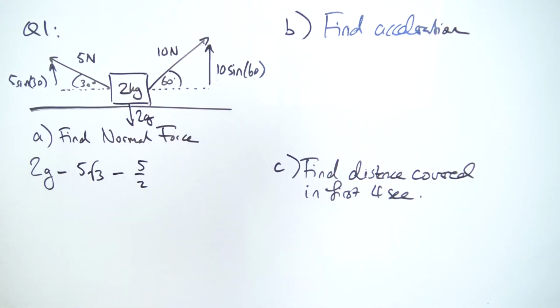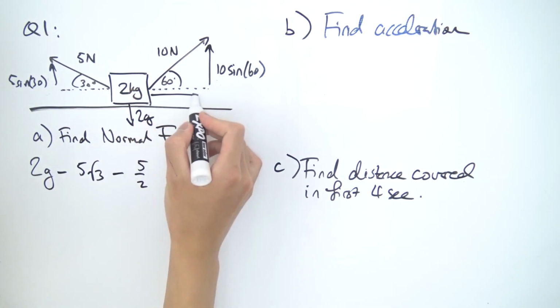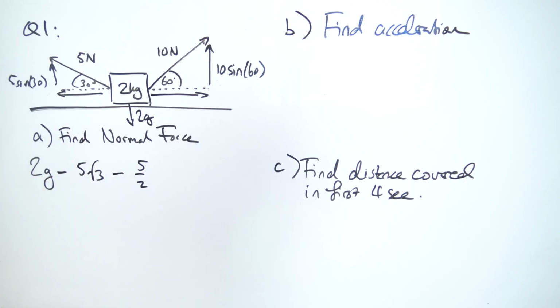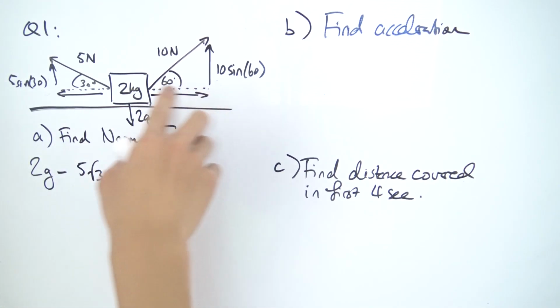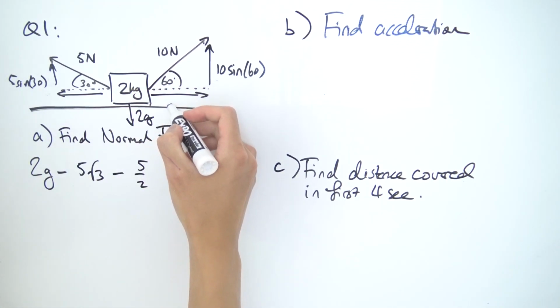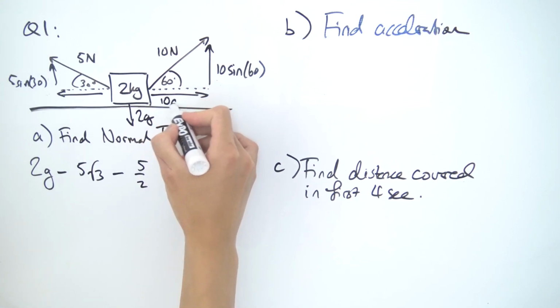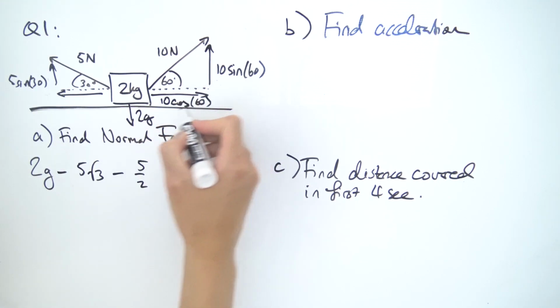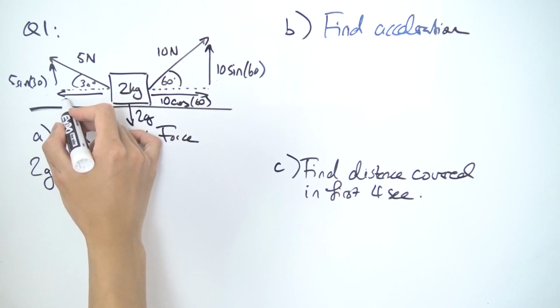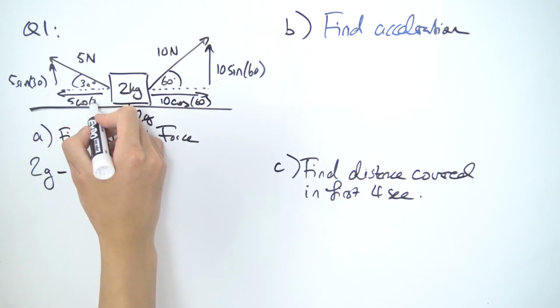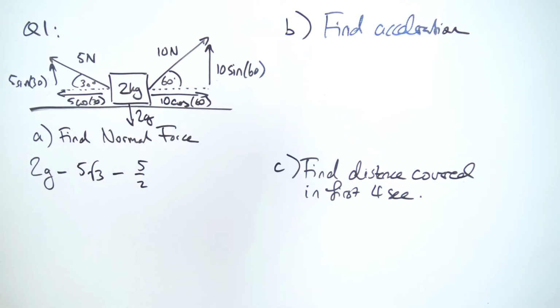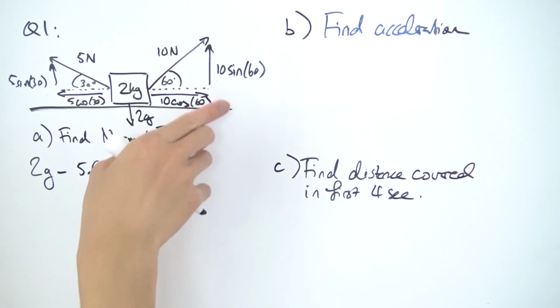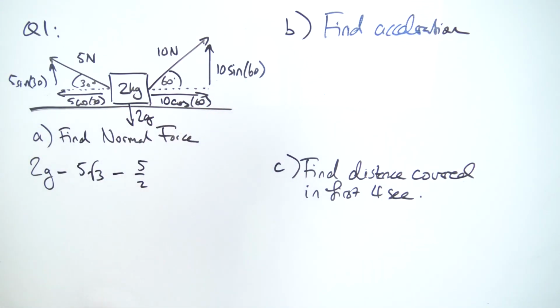And next we have to find the acceleration. Well, this block is going to be moving side to side, so let's find these horizontal forces. This is on the adjacent side, so let's use cosine. So this is going to be 10 times the cosine of 60, and over here we're going to have 5 times the cosine of 30 degrees. You can guess either direction, it's going to work out the same way in the end anyway.